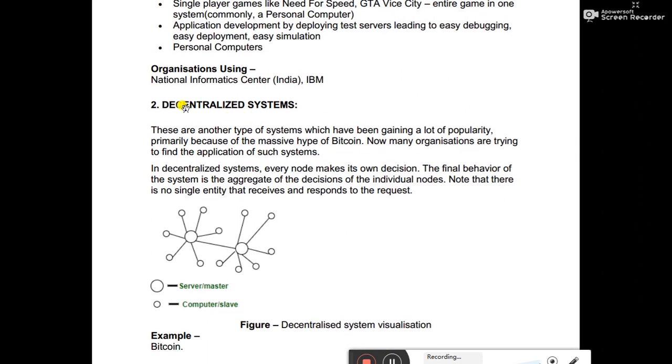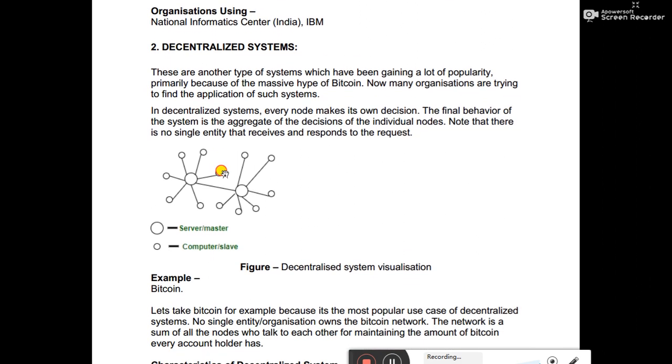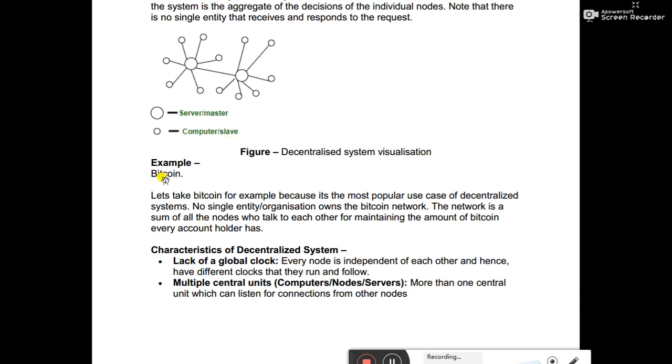Another one is decentralized system, where there is not only one central system, there might be more central systems. Here, these are the server nodes or master nodes, and peripherals are the slave nodes. So an example is Bitcoin.